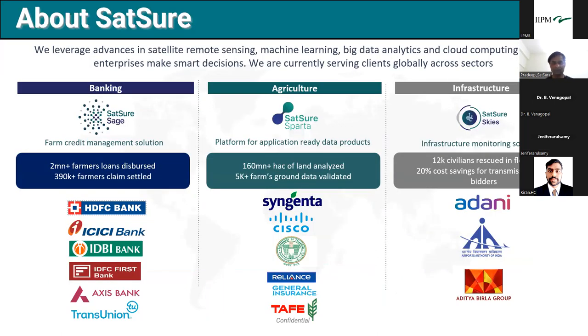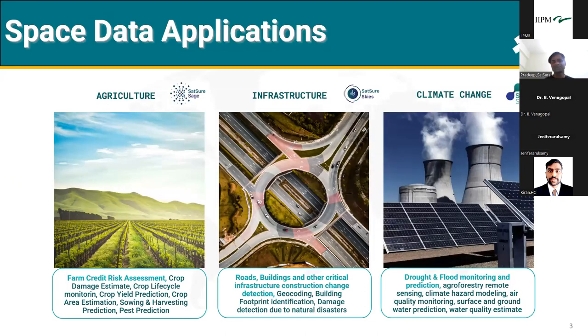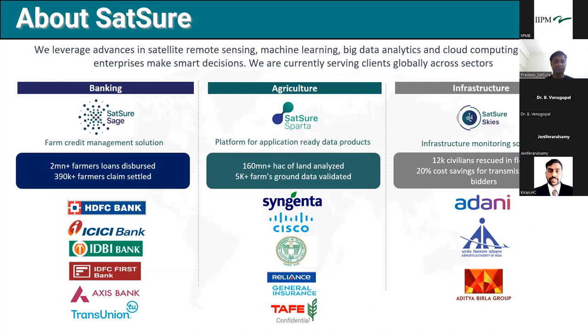Now, what we saw here is the broad level, the three verticals, and we segregated them into three products. On the agriculture side, you can see Satsure Sage. In Satsure Sage, we have disbursed loans to more than 2 million farmers within India, because India has very huge heterogeneity. Here the land holding is also very small. The average land holding is 0.5 acre. So it is very difficult, with this kind of heterogeneity, to map and provide one kind of score, on the basis of which bankers as well as government institutions can take any kind of decision. For that, we made this particular product, Satsure Sage.